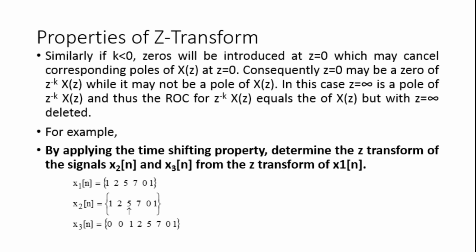For example, by applying the time shifting property, determine the z transform of the signals x2 of n and x3 of n from the z transform of x1 of n. It is given x1 of n is equal to 1, 2, 5, 7, 0 and 1. x2 of n is equal to 1, 2, 5, 7, 0, 1. x3 of n is equal to 0, 0, 1, 2, 5, 7, 0, 1.